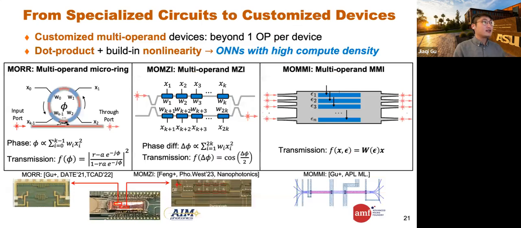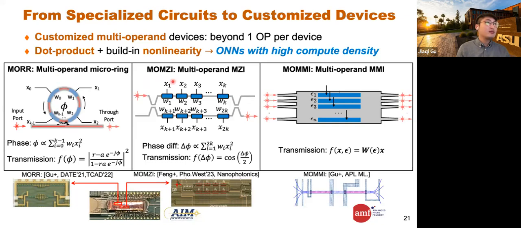So the idea is to move from specialized circuits to a customized device. Instead of using the standard foundry PDKs, we look at some customized multi-operand device. Multi-operand, by its name, you can tell we can implement multiple computations inside one device. Then the compute density is beyond one op per device. It turns out we can squeeze a vector dot product, a matrix-vector multiplication, plus some built-in nonlinear activation functions all together into a single device. Then you can achieve an optical neural network with extremely high compute density.